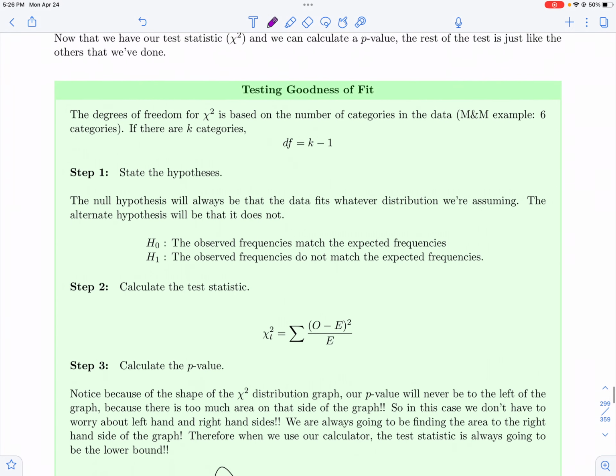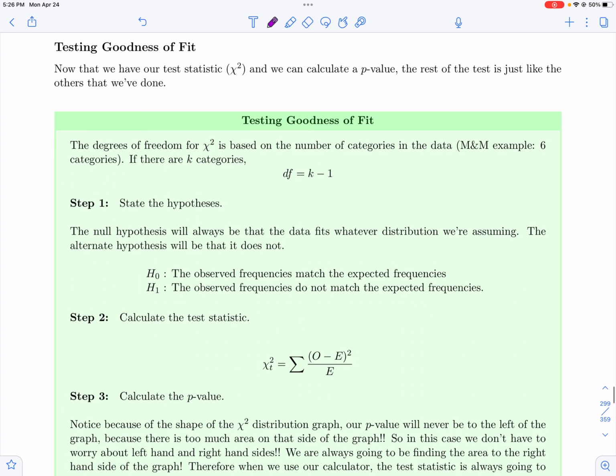All right, so let's take a look at some of the criteria for our testing of goodness of fit. So again, chi-squared testing is all based on degrees of freedom, like t intervals were. For this one, our degrees of freedom is just going to be k minus 1, where k is the number of categories that we're looking at. So not the number of things total.